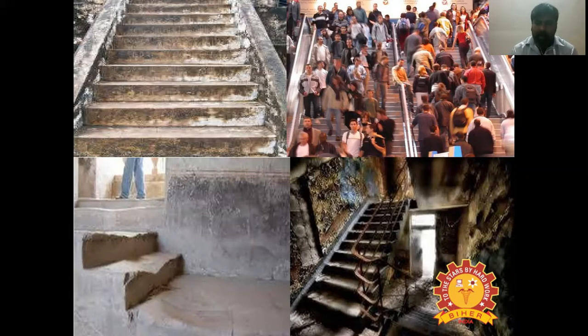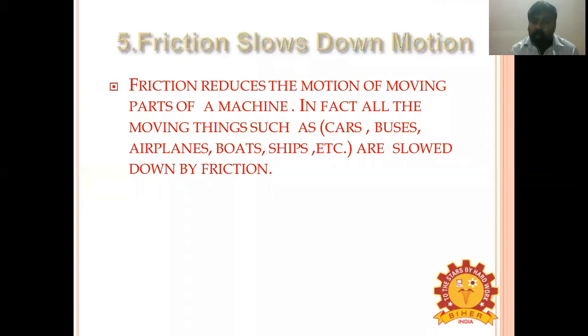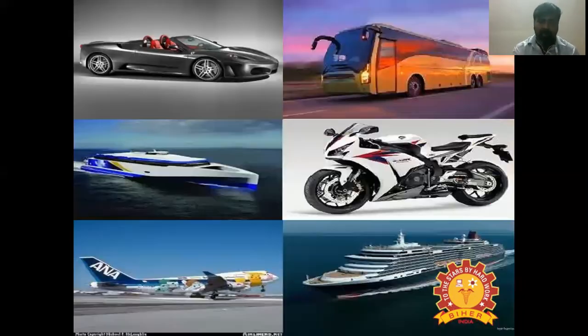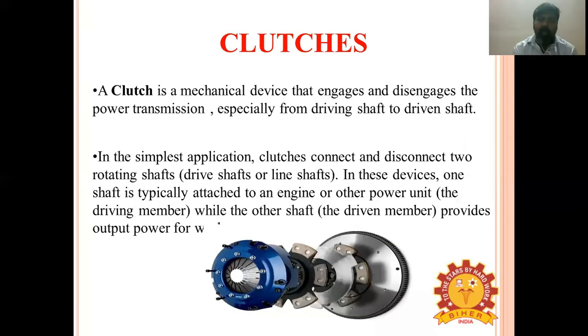Friction slows down motion. Friction reduces the motion of moving parts of a machine. In fact, all moving things such as cars, buses, planes, boats and ships are slowed down by friction. Now come to the clutches. What is a clutch? A clutch is a transmission device of an automobile which is used to engage or disengage the power from the engine to the rest of the system.